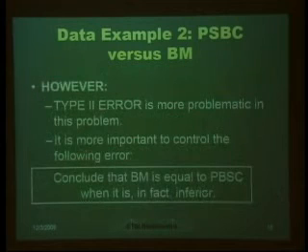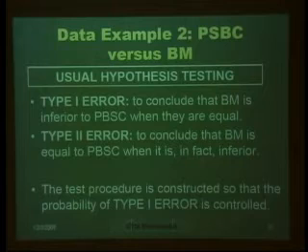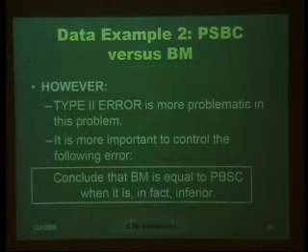However, in this situation, the type 2 error is more problematic, because the type 2 error is to conclude that BM is equal to PB when it's worse. So I would be worried much more about this second error than the first one. But if I do usual hypothesis testing, I'm going to control type 1 error. So what we do, I want to now control this error.